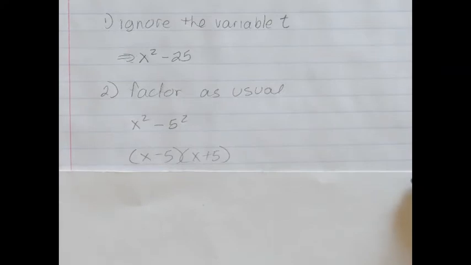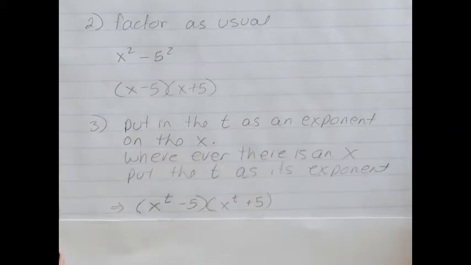Yeah, but what about the t? There's a t in there. There was a 2t. It is really this easy. Are you ready? You sure? You're going to put in the t as an exponent on the x. That's it. Wherever there's an x, put the t as its exponent. You get x to the t minus 5, x to the t plus 5. And that's your final answer.